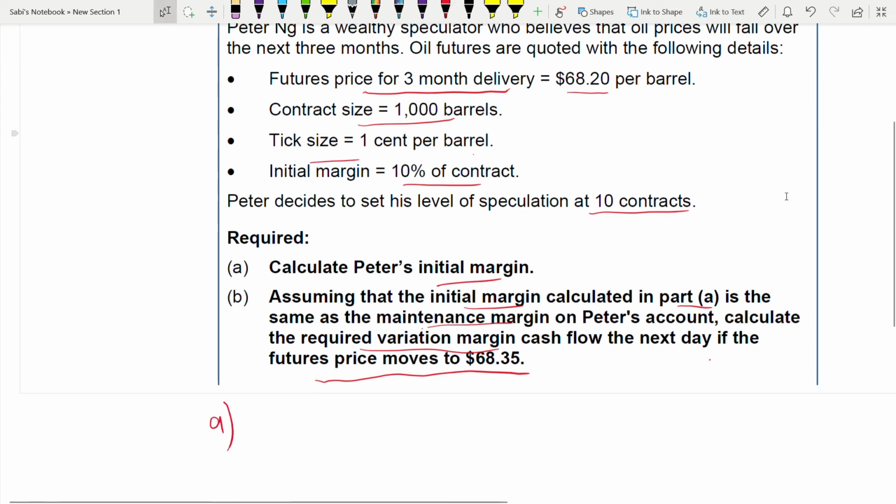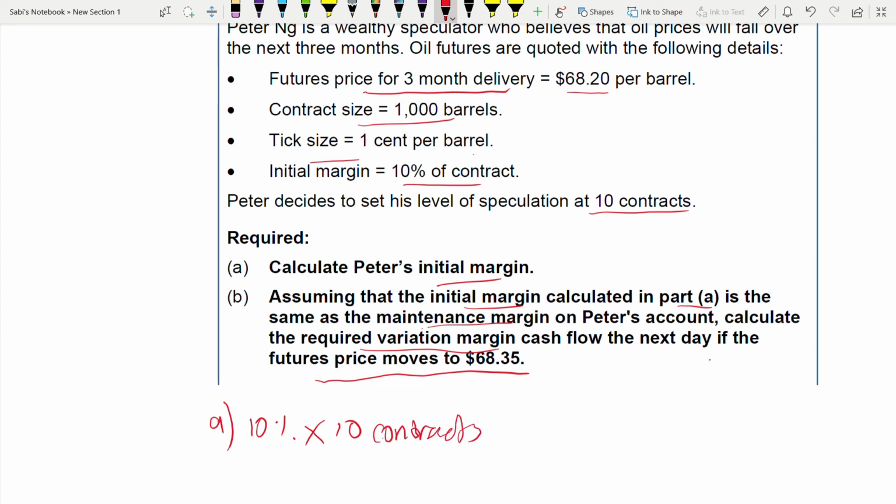How are you going to do that? They told us 10% of the contract. So 10% of how many contracts? Speculation is at 10 contracts. Right? 10% multiplied by 10 contracts, into the number of barrels in the contract size. How many? Contract size 1000. And then the price. What is the price? 68.2, the future price, 68.2 per barrel.